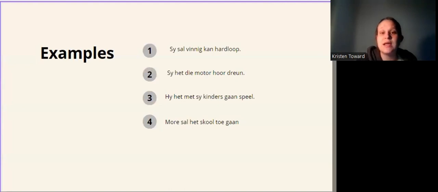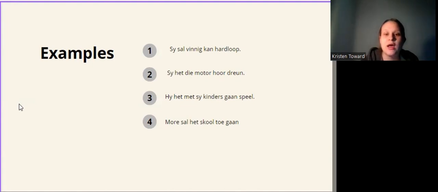Example 2, sy het die motor hoor train. So there's no other funny rules. So we're able to look at it, find our verb, which is hoor, and we can bring it back. So sy hoor die motor train.